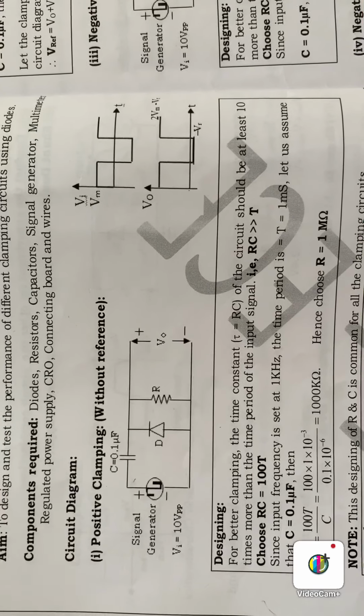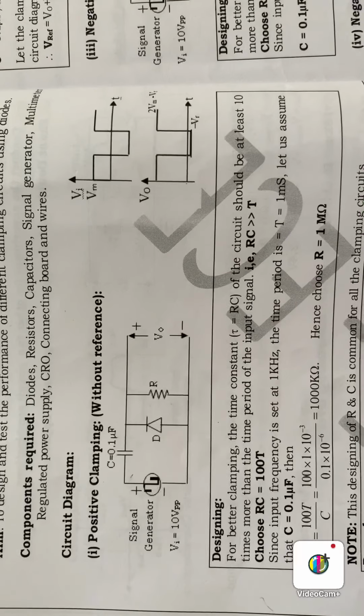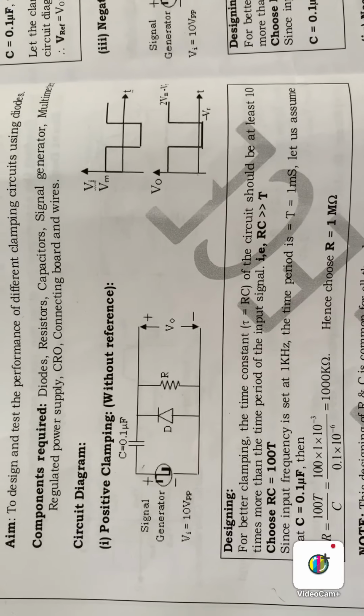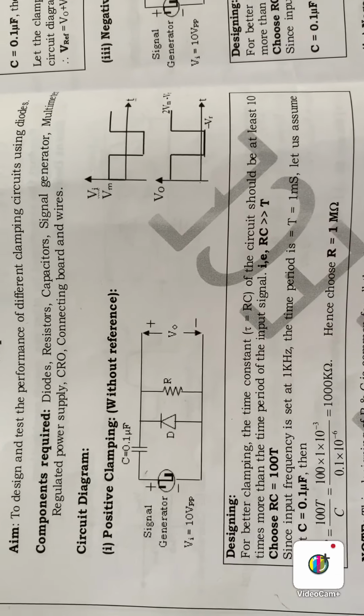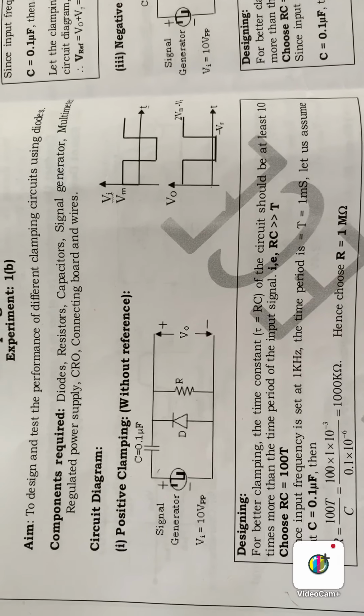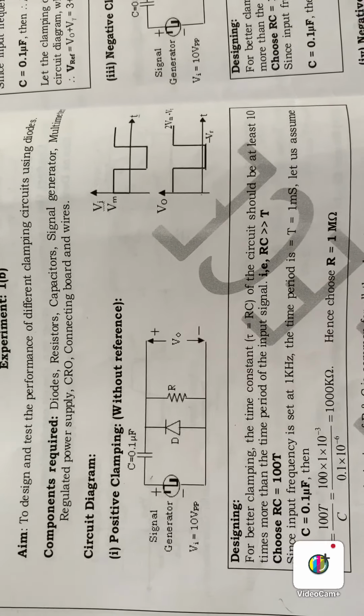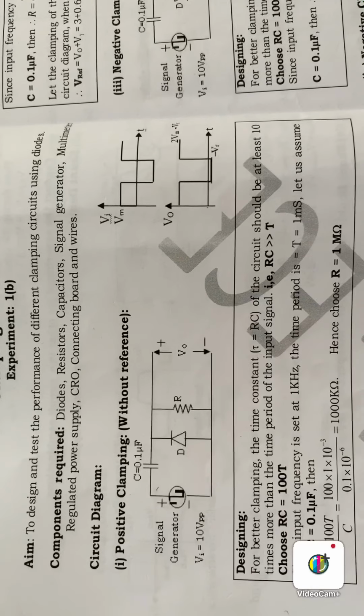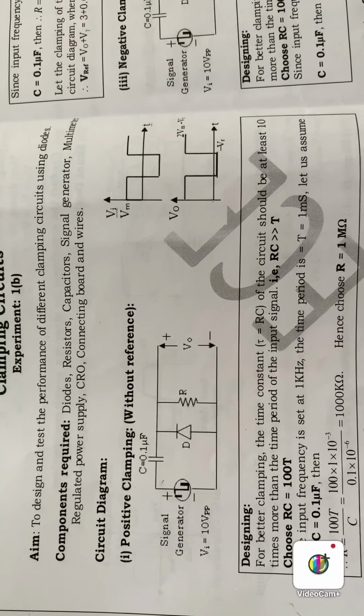Students, please see the circuit and analyze what I am saying. When the input is given to this circuit, the capacitor is not yet charged and the diode is reverse biased. The output is not considered at this point of time.